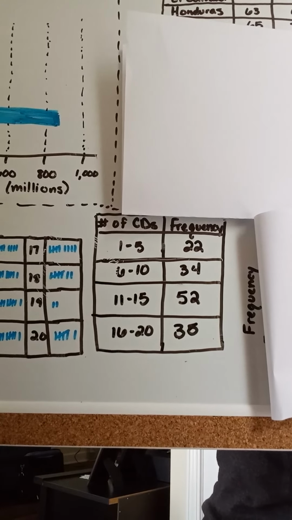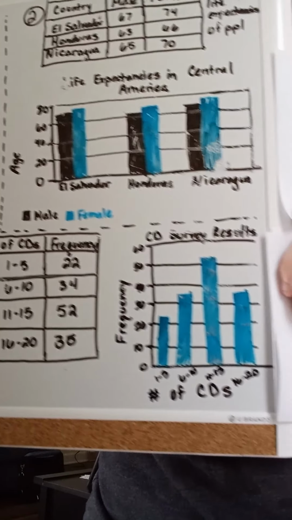Okay, so after you've labeled, right, this is what your graph should look like. Here, I'll move this so you can see all this better. Okay. So I labeled it, right, CD survey results. You could have put CD numbers or number of CDs or whatever you wanted. It doesn't matter as long as it has to do with what we're talking about in this example, okay? So CD survey results, and on the left-hand side I had the word frequency because that's exactly what was on my frequency table. And I have the words number of CDs because it's exactly what was on my frequency table, okay?